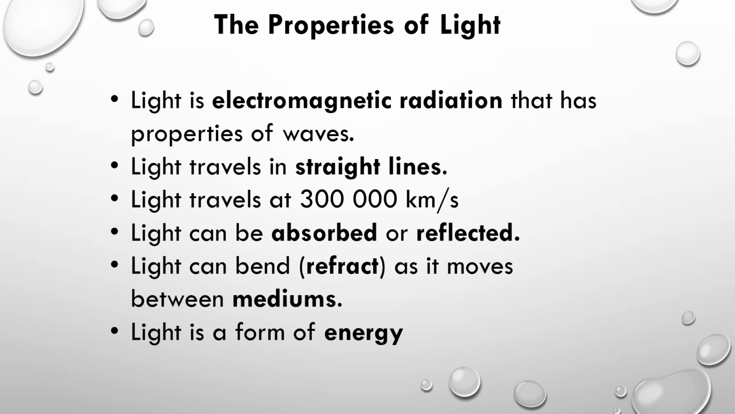So what are the properties of light one more time that we need to remember? Light is electromagnetic radiation. It has some properties similar to waves. Light travels in straight lines. Light travels at 300,000 kilometers per second. Light can be absorbed or reflected. Light can be bent, refracted, as it moves between mediums. And light is a form of energy.